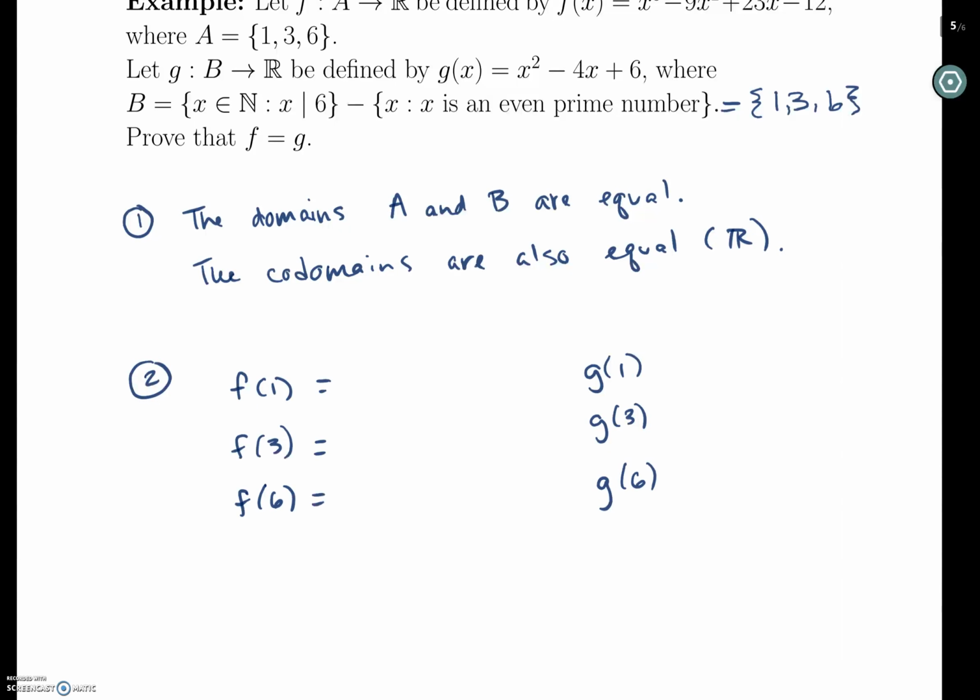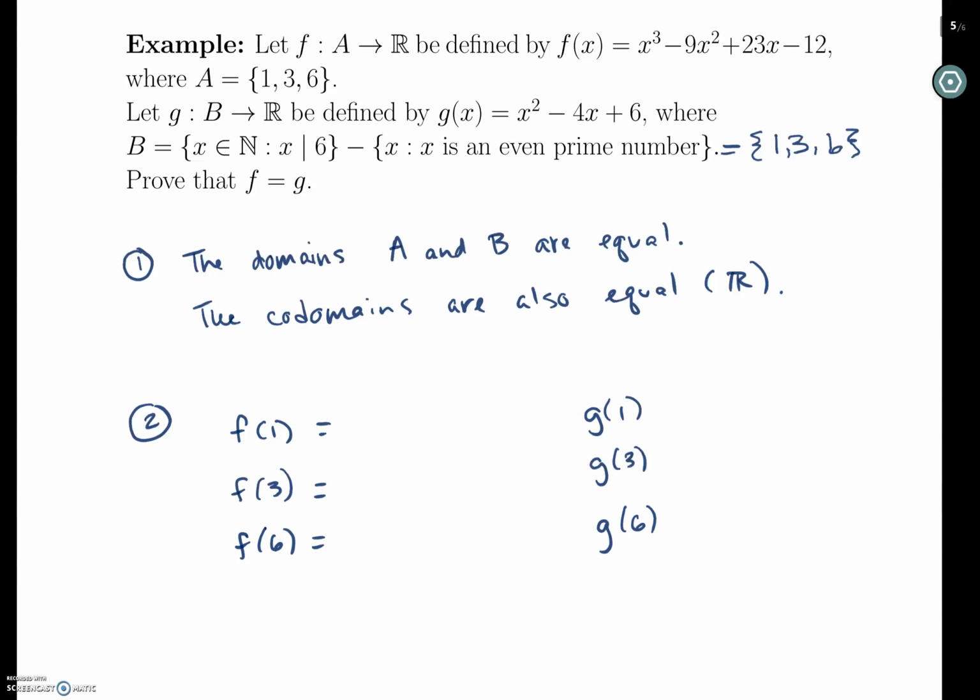If we substitute 1, 3, and 6 into f, we get 3, 3, and 18. When we substitute 1, 3, and 6 into g, we find that we also get 3, 3, and 18. Because these are matching for every value in our domain, we see that the functions will in fact be equal.